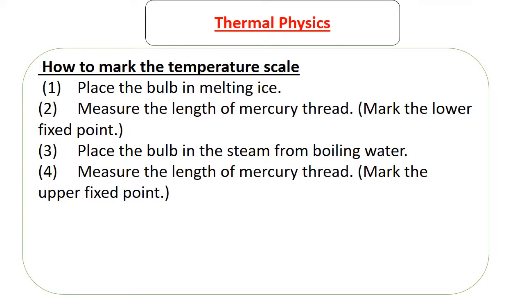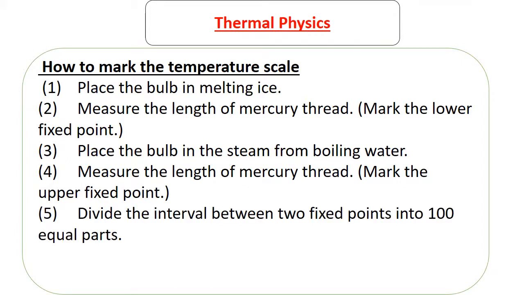So you have the lower fixed point and the upper fixed point. The lower fixed point is 0 degrees, the upper fixed point is 100 degrees Celsius. Since the difference between 0 and 100 is 100, you need 100 marks in between. So you have to divide the interval between the 2 fixed points into 100 equal parts. Then you have created your own temperature scale. Congrats.